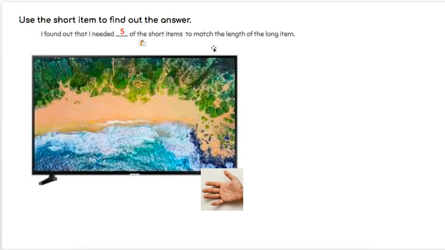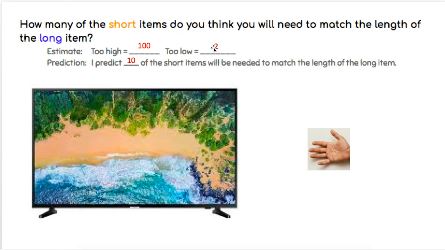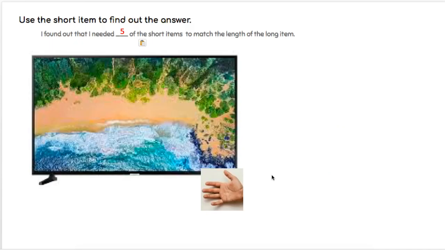So was my prediction correct? Well, let's go back. I predicted 10 of the short items, my hands, would match the length of the long item, the TV. But in actuality, it was 5. So I was not correct. But that's okay. Don't go back and change your prediction. It's okay if it's wrong. It was a prediction. Now, if you want to do this again with other items, please feel free, but just hand in one of your activities of measurement using length with non-standard units.